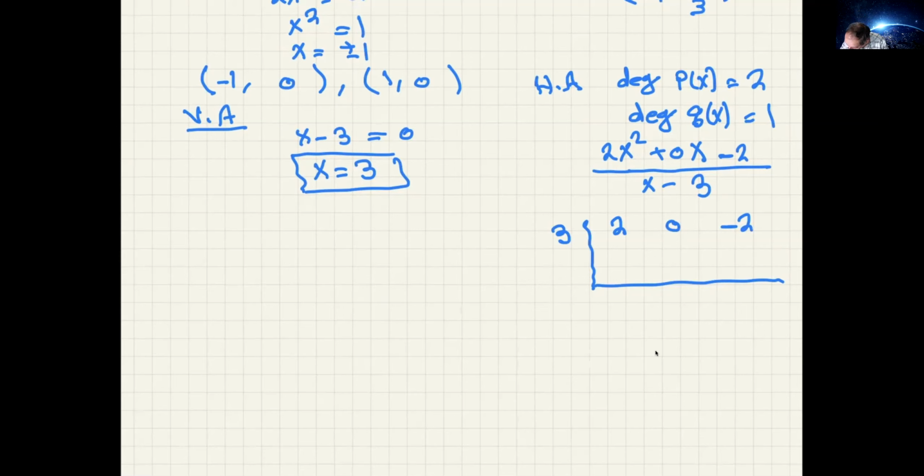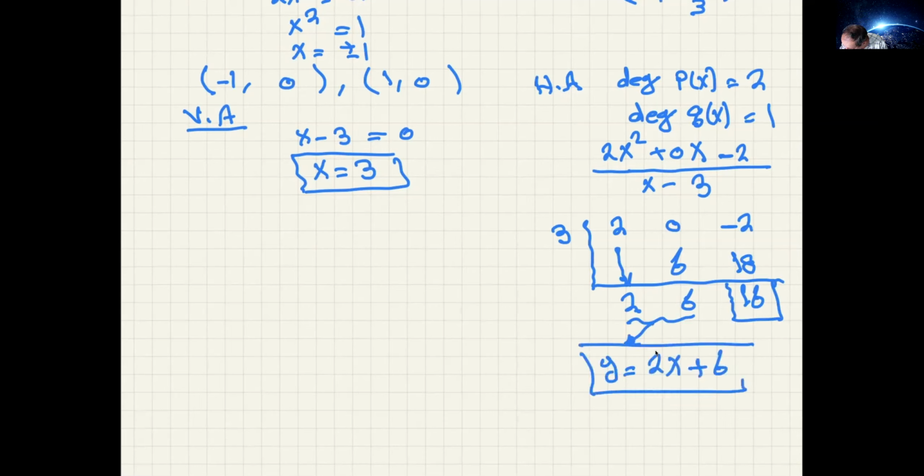All right, we get the 2 down. So I have 2 times 3 is 6. 6 plus 0 is 6. 6 times 3 is 18. 18 minus 2 is 16. 16 is the remainder. And here, that gives me that the slant asymptote is y equal to 2x plus 6. So I don't have a horizontal asymptote, but a slant asymptote. Okay?